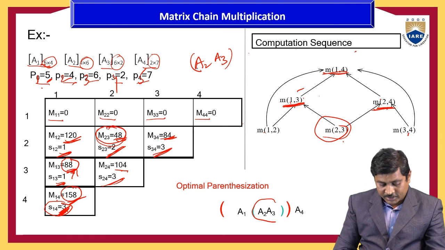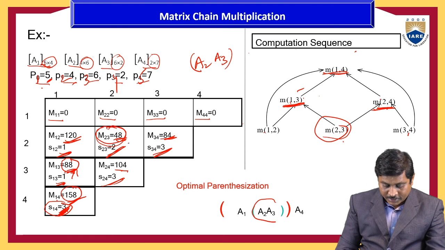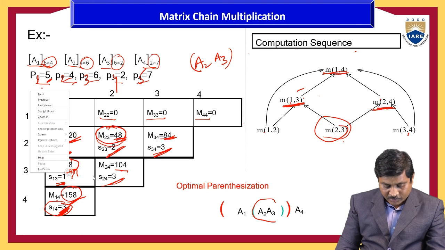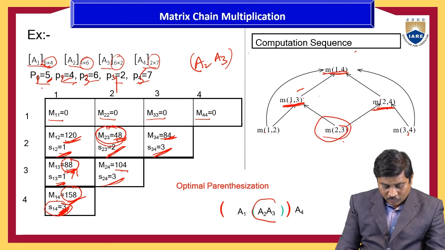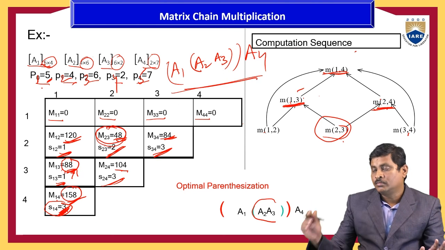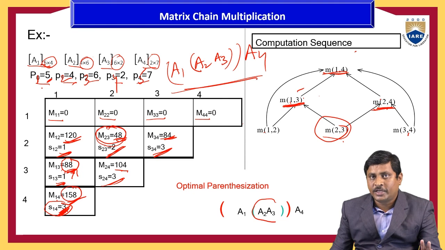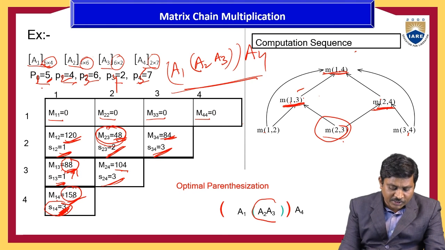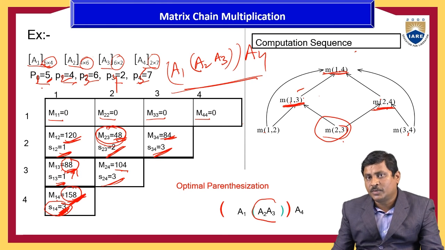Next least value is 88. In the remaining rows, 88 is the minimum. So multiply A1 into A2, A1, 2, 3 means A1 to A3. Multiply in this order. Next M14 means the remaining value is 4. We multiply A4. So this is the order of multiplying the 4 matrices. We get the scalar multiplication value, 158, which is the minimum value.